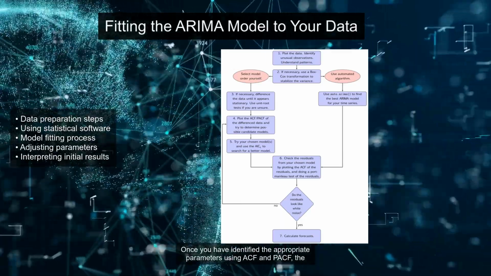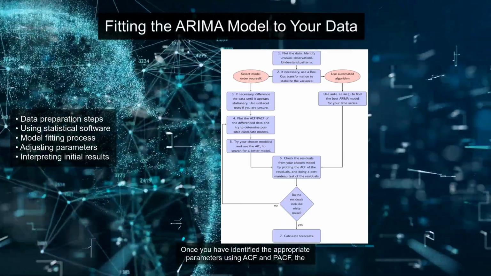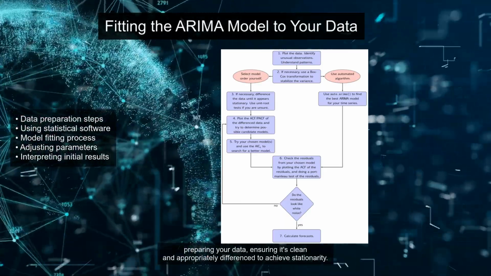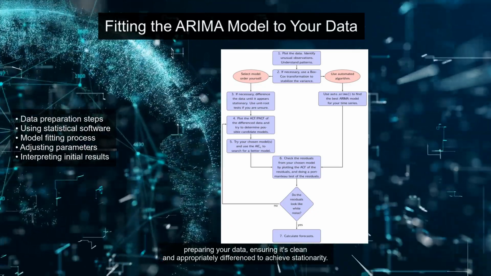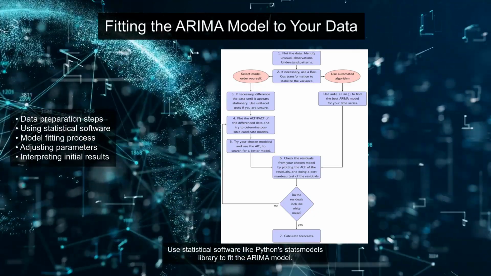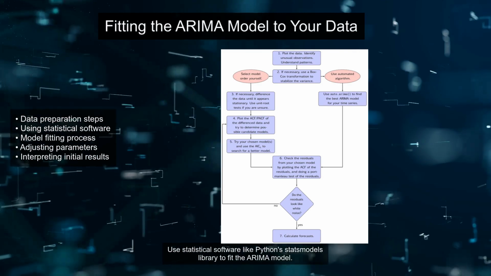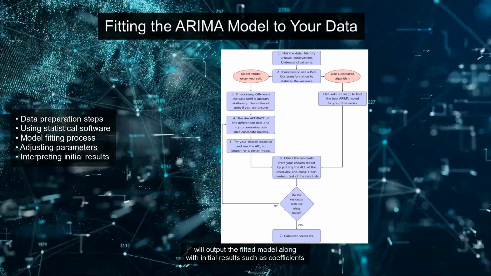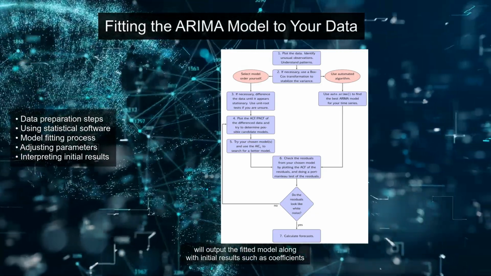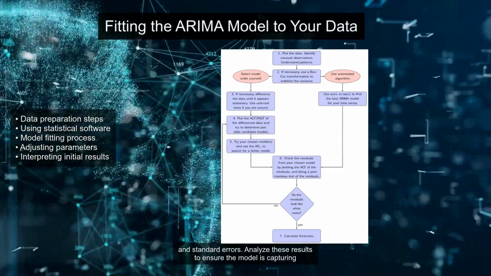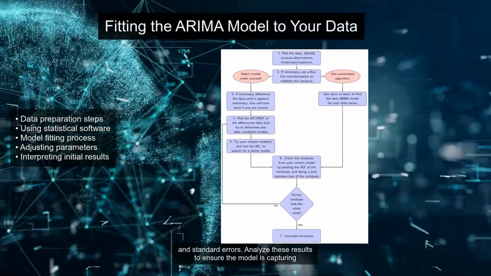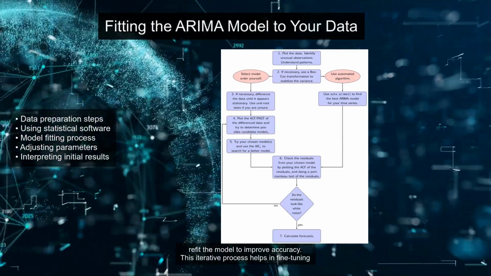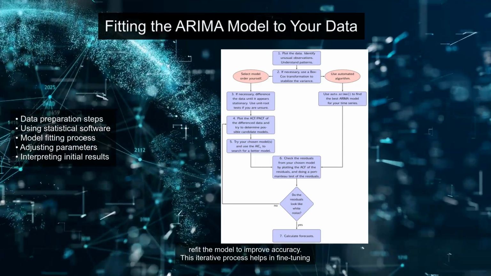Once you have identified the appropriate parameters using ACF and PACF, the next step is fitting the ARIMA model to your data. Start by preparing your data, ensuring it's clean and appropriately differenced to achieve stationarity. Use statistical software like Python's statsmodels library to fit the ARIMA model. Input your data and the determined p, d, q parameters. The software will output the fitted model along with initial results such as coefficients and standard errors. Analyze these results to ensure the model is capturing the underlying patterns in your data. If necessary, adjust the parameters and refit the model to improve accuracy.